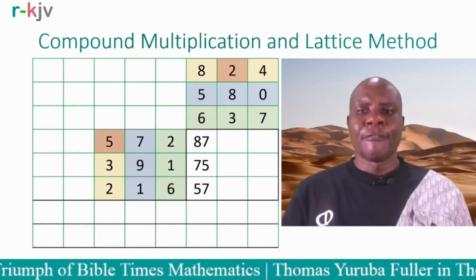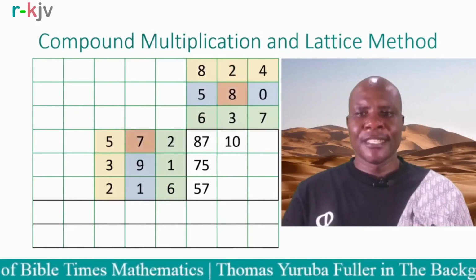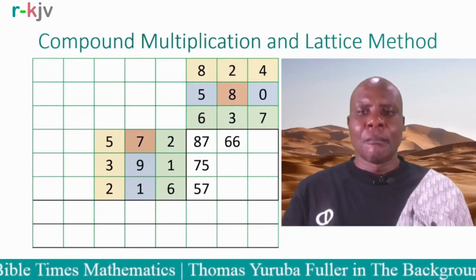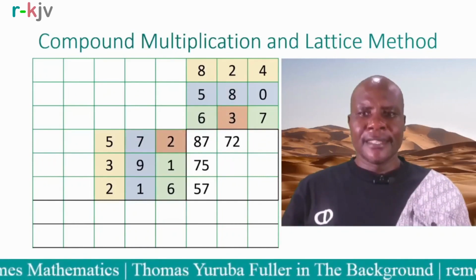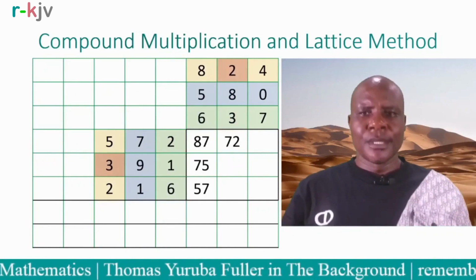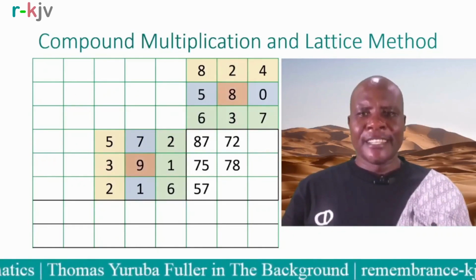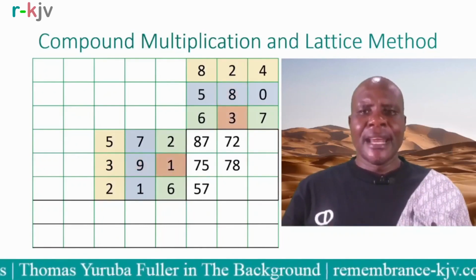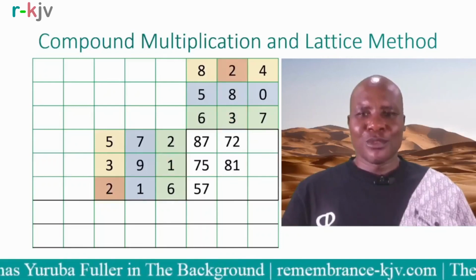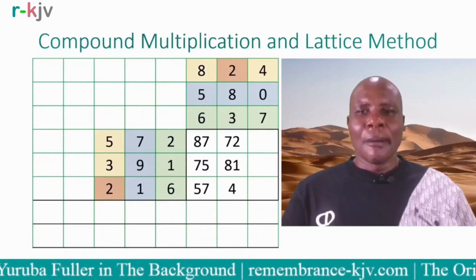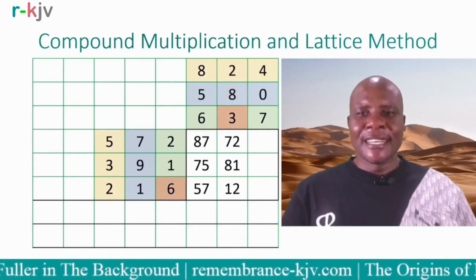Next, 5 times 2, 10, plus 56, 66, plus 6, 72. Next, 3 times 2, 6, plus 72, 78, plus 3, 81. Next, 2 times 2, 4, plus 8, 12, plus 18, 30.